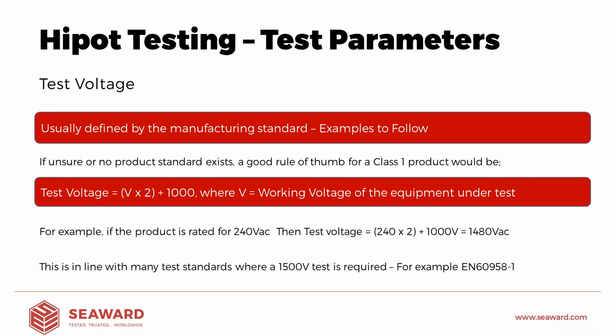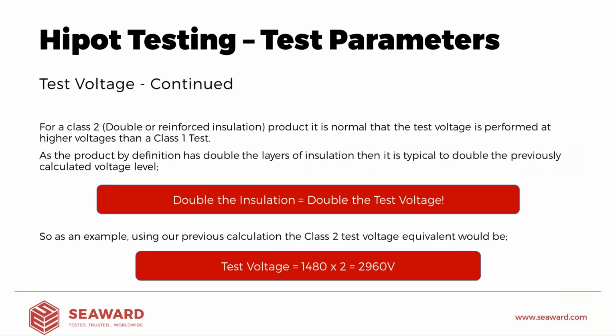We would simply multiply 240 volts by 2 and then add 1,000 volts to that test voltage, giving us a test voltage of 1,480 volts AC. Now, there are many standards that recommend a 1,500 volt test for a class 1 product. A good example would be EN 60958 for lighting, where the test voltage is 1,500 volts, which is near as damn exactly the same as 240 volts times 2 plus 1,000 volts. So that's where typically a 1,500 volt test is derived from.